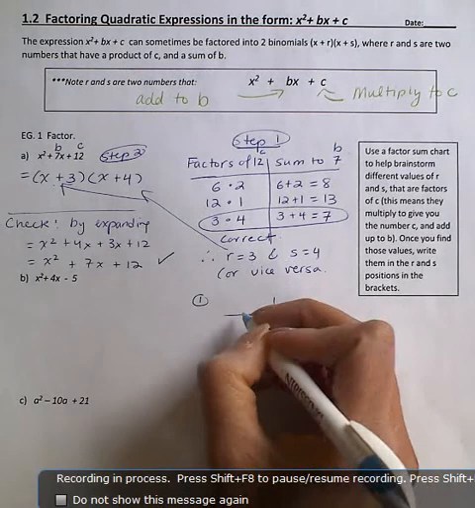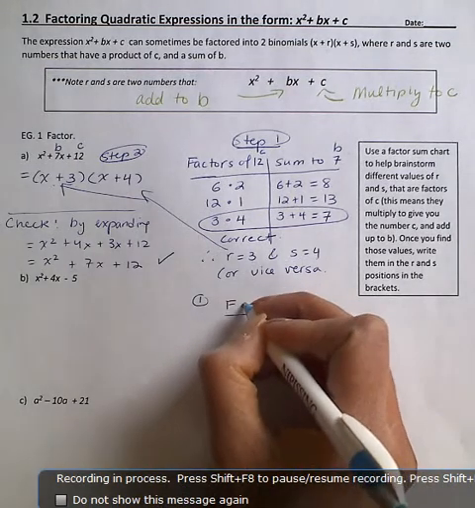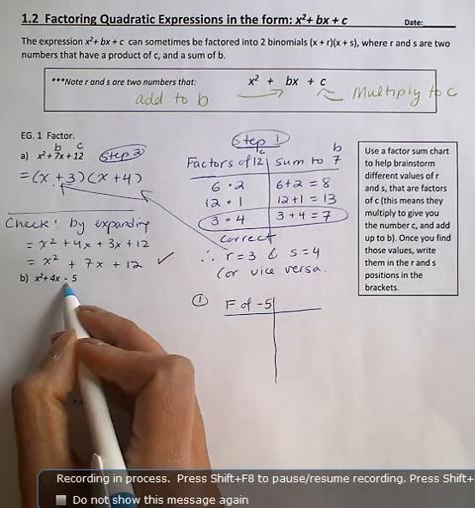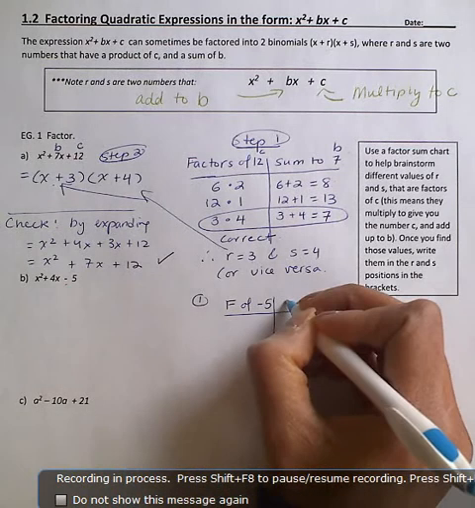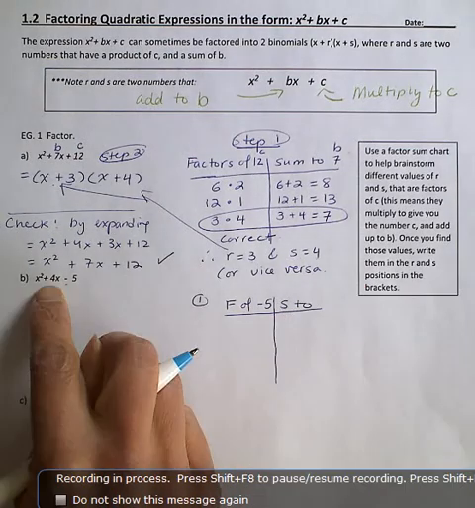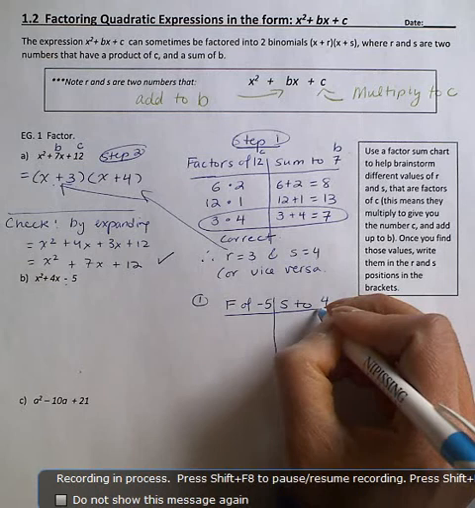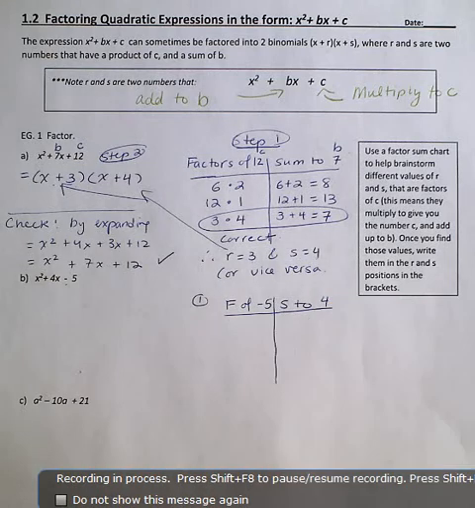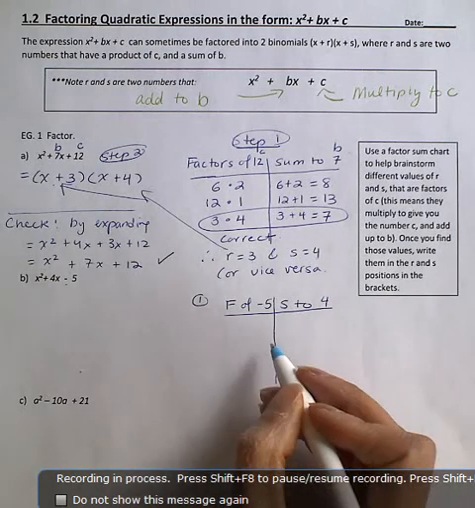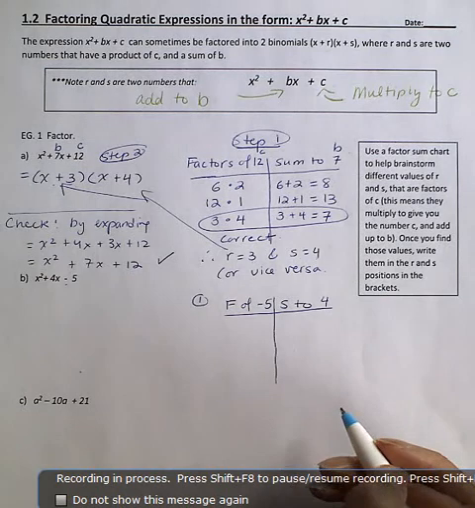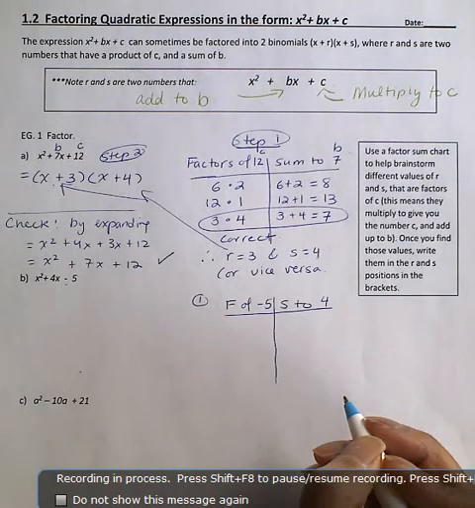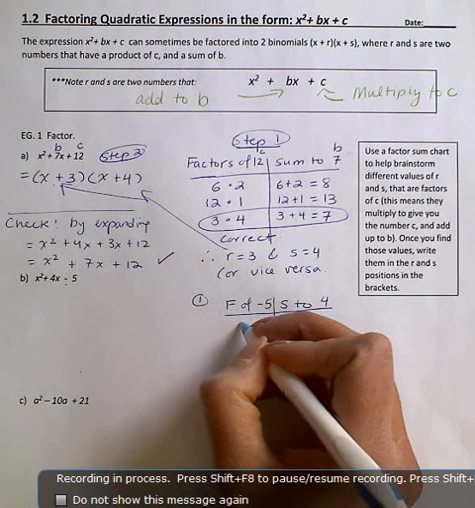So we're looking for factors of -5. Don't forget the negative. And those numbers need to add up to my B term, which is 4. Now sometimes it's difficult to think about numbers that multiply together to give you a negative number. So then just think about numbers that multiply to 5.